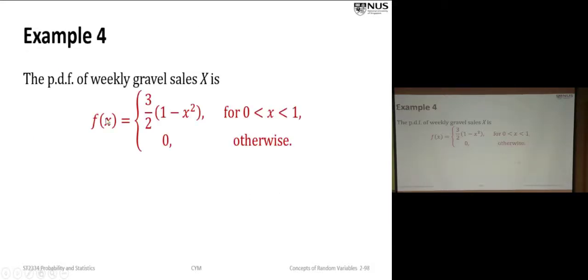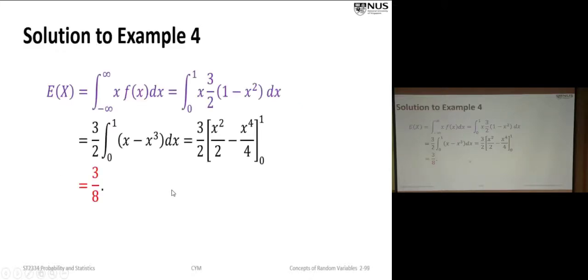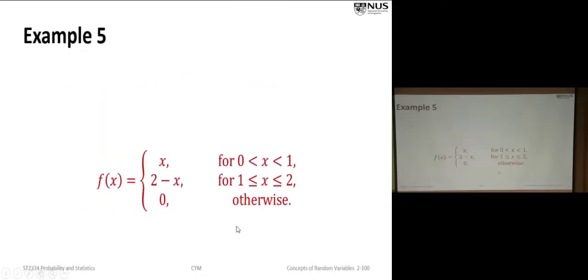Okay, so now we have sales x, between 0 and 1. The density is given by this one. So what is the expectation of x? This one is just doing the integration and you get 3x. So you expect the sales is 3x, all right?